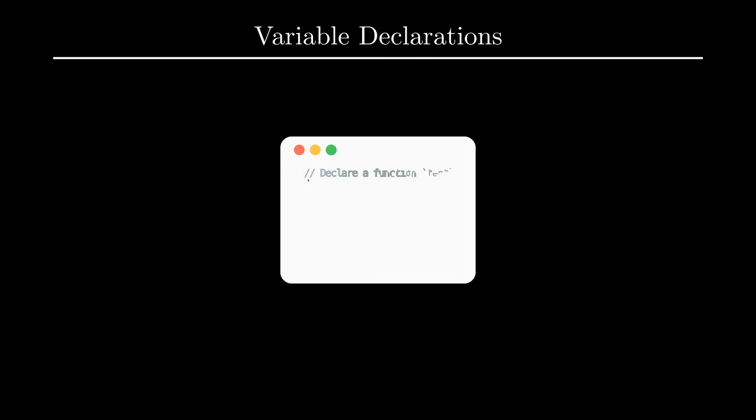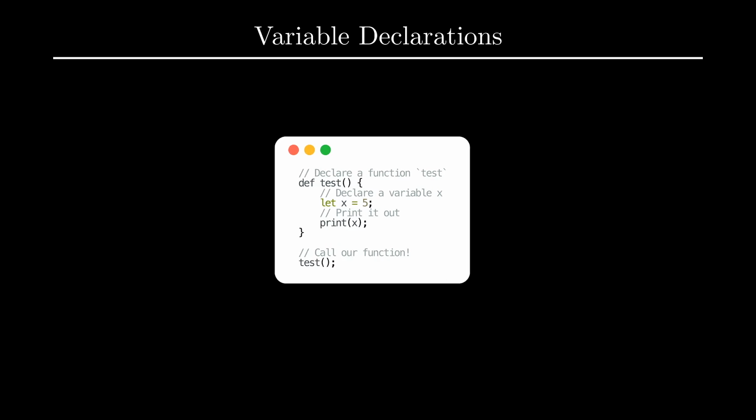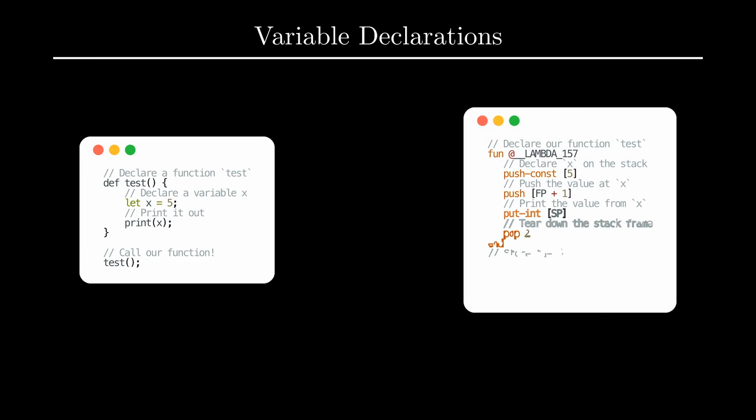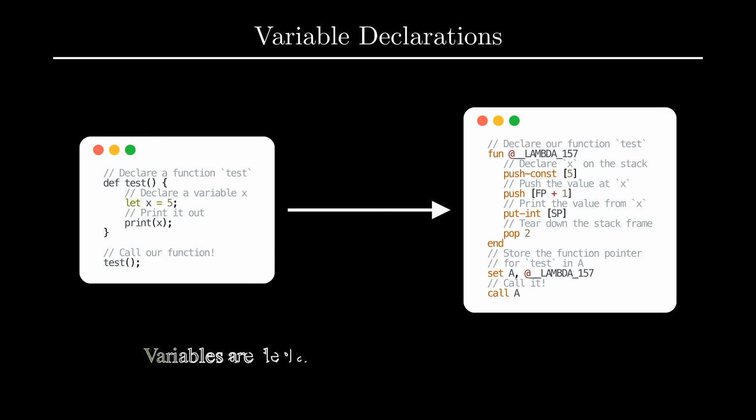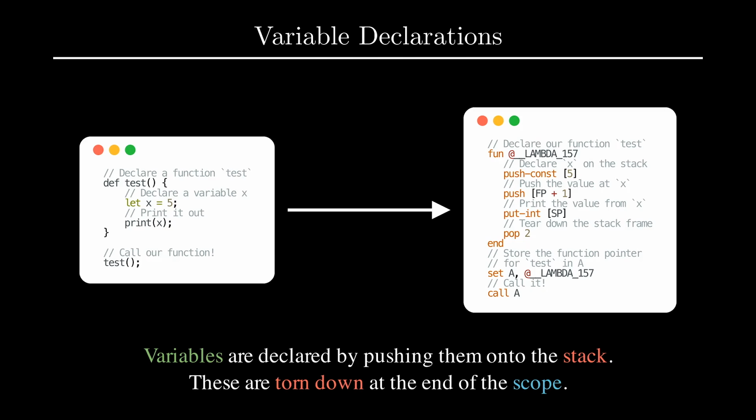First, let's look at a simple variable declaration. Here we declare a function test that just declares a variable x as 5 and prints out its value. In our program scope, we call the test function to ensure that its contents get compiled and executed. On the right, we see our function name got mangled by the compiler, but there's only one function in our program, so it's easy to identify.